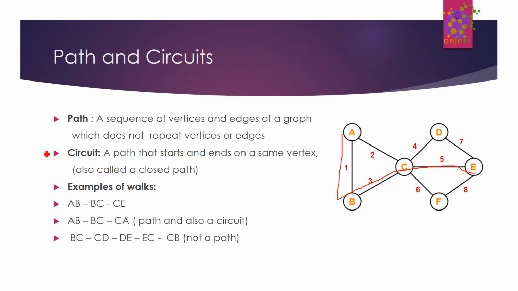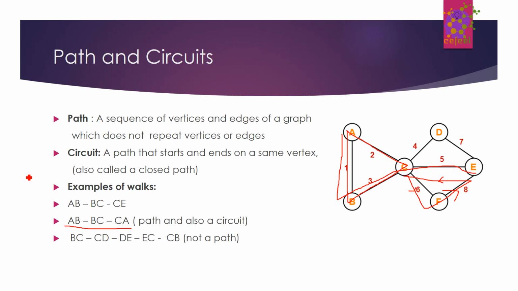Now the next example does that: AB, BC, CA. I haven't repeated edges, but I have repeated the first vertex, which I am allowed to repeat. And this is where the concept of circuit comes in. A path that starts and ends at the same vertex is called a circuit. We also call it a cycle. Sometimes it's also called a closed path. Let's take another example of a cycle: CF, FE, EC. This is also a circuit or a cycle.